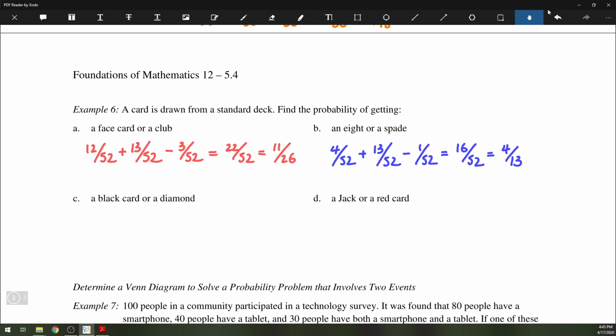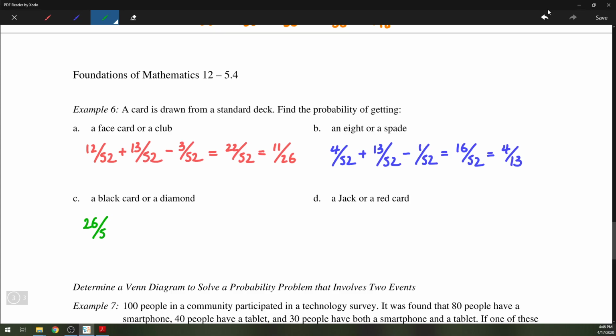Okay, next up is looking at the probability of drawing a black card or a diamond. So this one's slightly different. There are 26 black cards in the deck of cards. There are 13 diamonds. These two events are actually mutually exclusive, so you simply add together the probability. You will get 39 out of 52, which is 3/4, which makes sense because you're essentially trying to draw any card that is not a heart, and 3/4 of the deck will be not a heart.